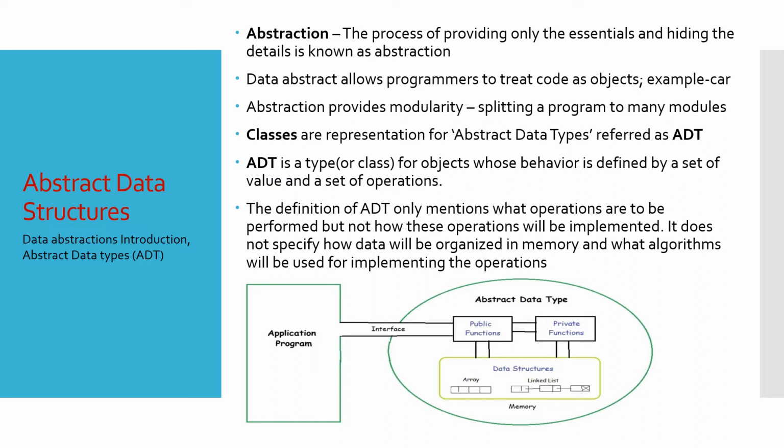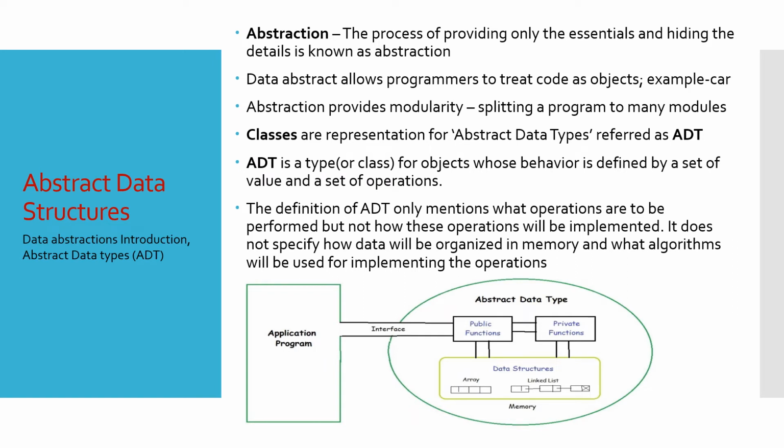So ADT is, again, I'm repeating this, a type for objects, or you can say a class for objects, whose behavior is defined by a set of values and a set of operations. We're going to see more examples that will make you understand what that means. But for now, it is important to memorize the definition of an ADT.